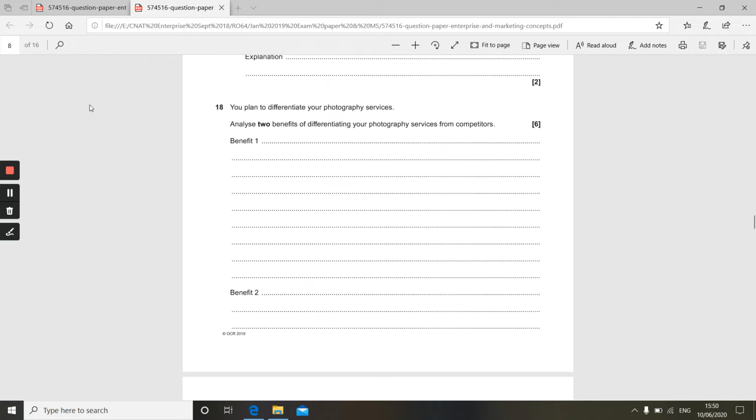So for benefit 1, you get 1 mark for actually saying what the benefit is, and then 1 point for explaining it and 1 point for analysing it. So if you remember the P paragraph, so point, explain, analyse, that will give you the benefit for benefit 1, and then you would repeat it for benefit 2. So if you make your business stand out, what is it going to do?